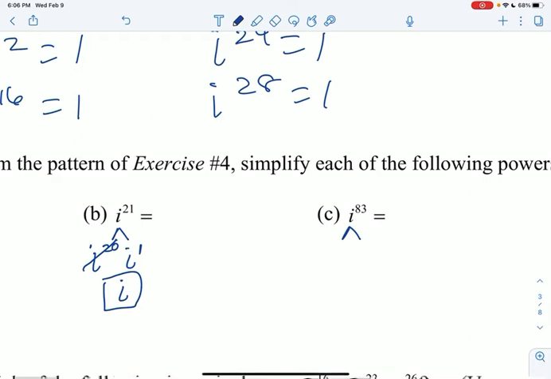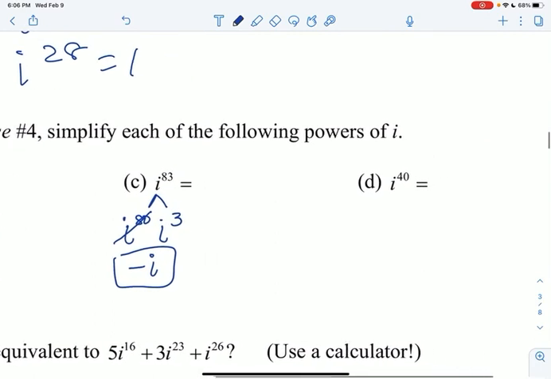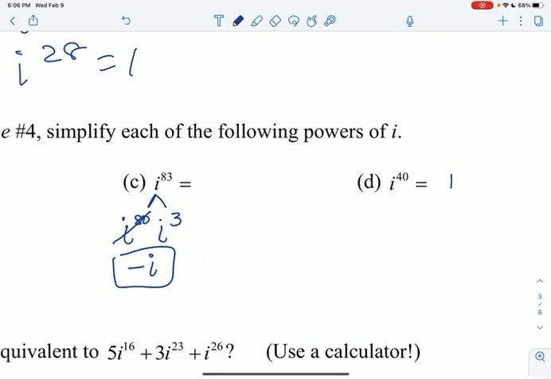i to the 83rd. Again, I want it to be a factor of 4, so I want the biggest number as close to 83 as possible that I can get that's a factor of 4. Well, that's i to the 80th. What's left over? 3. We can ignore the i to the 80th because I know that it's equal to 1 because it's a factor of 4. And then i to the third is just negative i. All right, and last one, i to the 40th is a factor of 4, so that just equals 1.